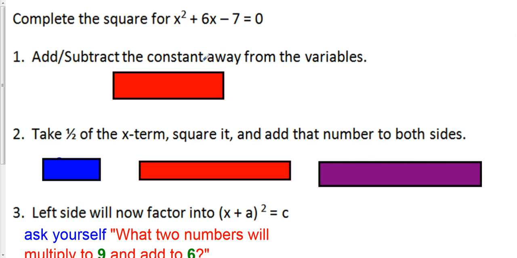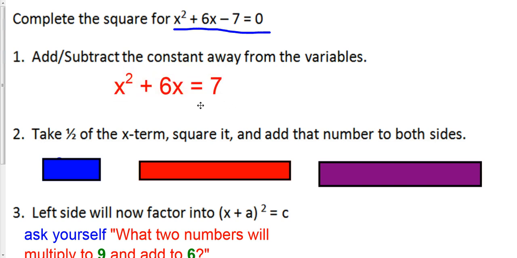Now we're going to be looking at completing the square. This is pretty much the same thing we've been doing, only we're working with a full equation, not just the expression. The first thing we do, if we are given an equation like x squared plus 6x minus 7 equals 0, is get any of these constants away from the variables. To get rid of this minus 7, we add 7 to both sides. That makes it look like this: x squared plus 6x equals 7.